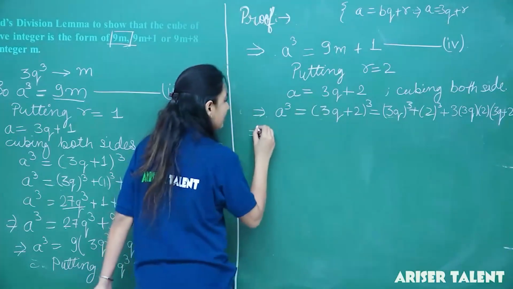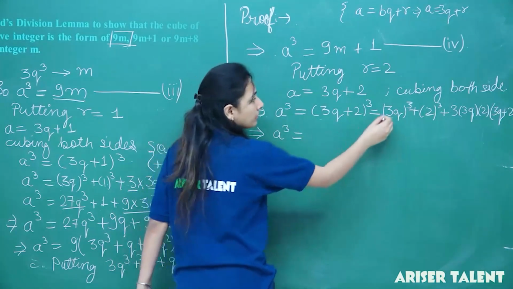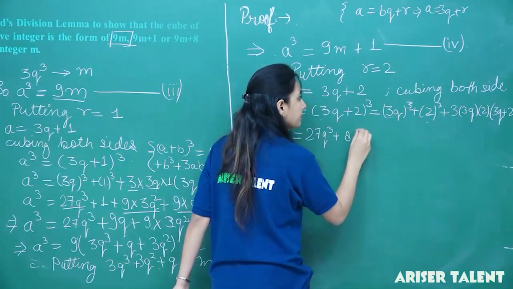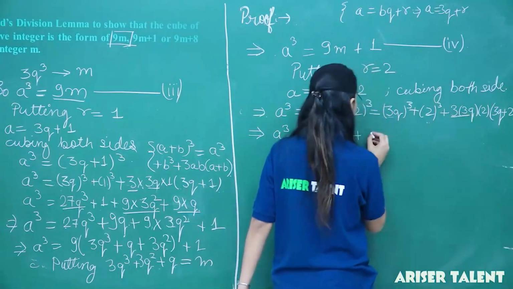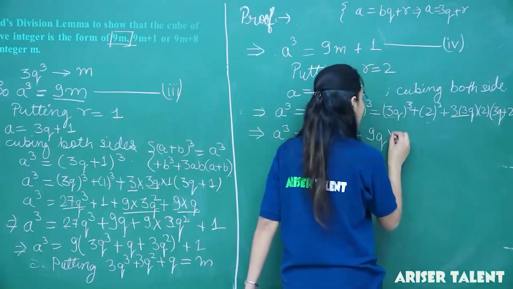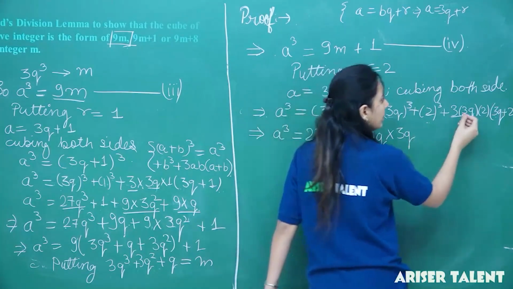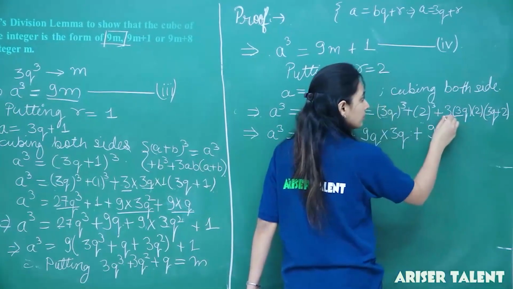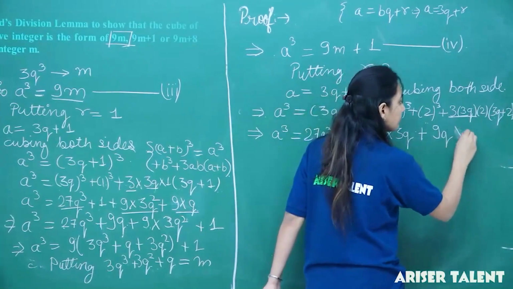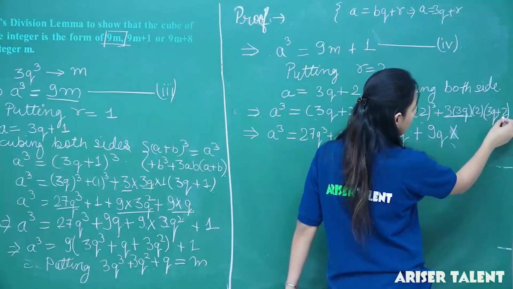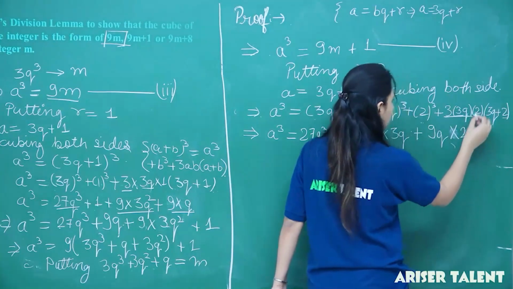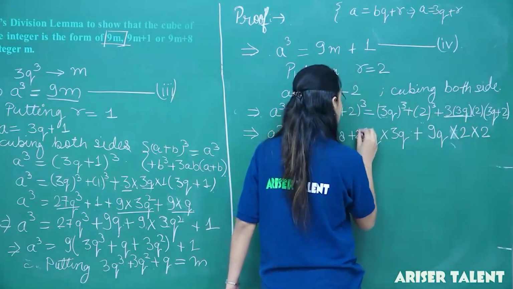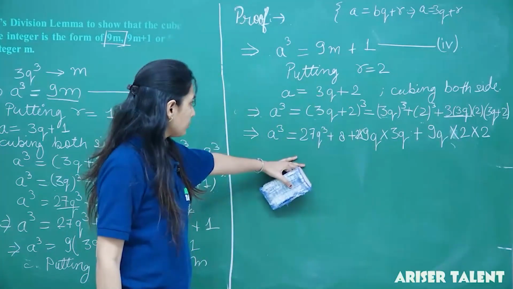Now, that can be rewritten as a cube equals 27q cube plus 8 plus 9q multiplied by 3q, then plus 9q multiplied by 2, here again multiplied by 2. Okay.